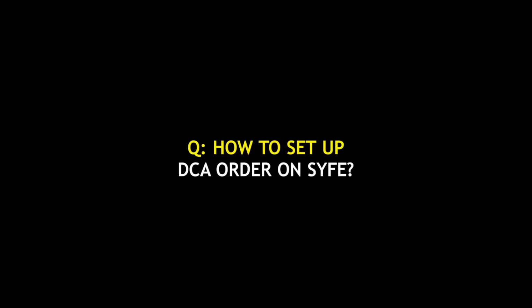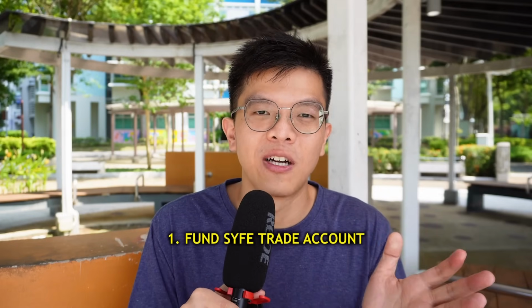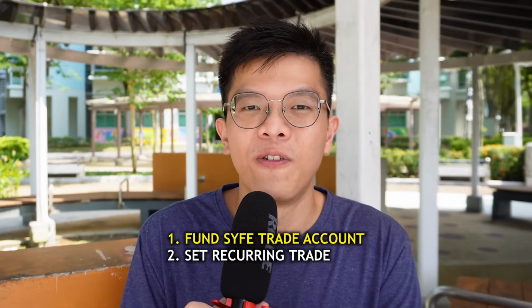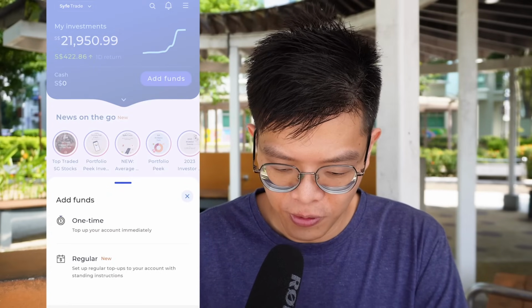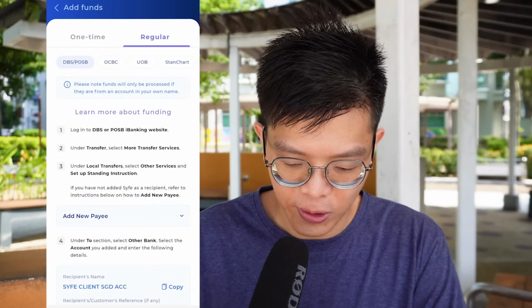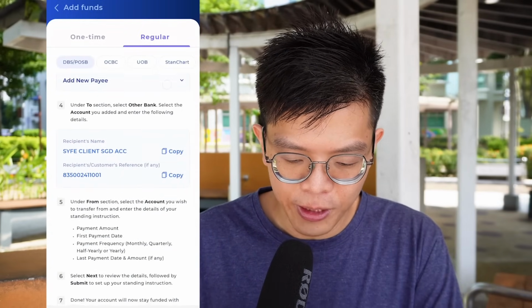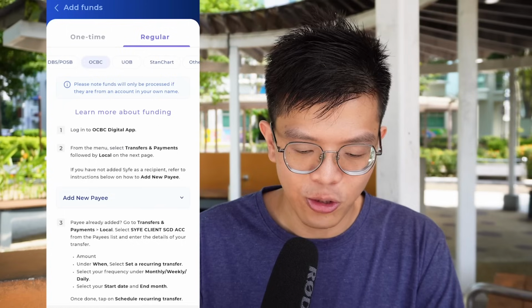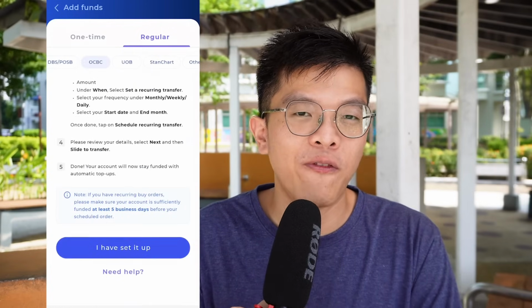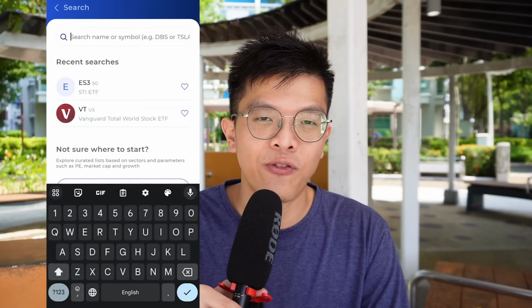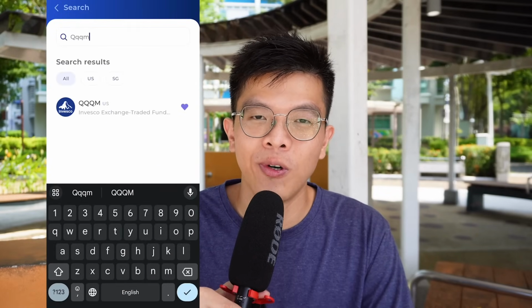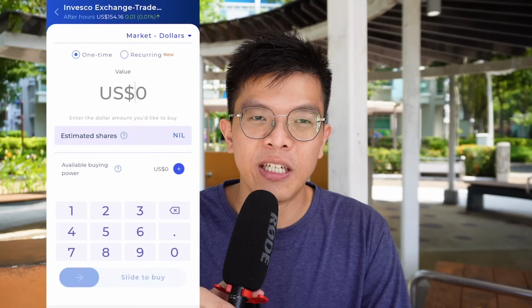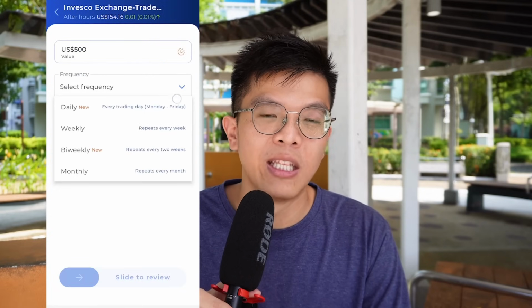But to set up your recurring DCA for Syfe, there is a two-step process, which is funding your Syfe account and setting up the recurring order for Syfe Trade. So to fund your Syfe Trade account, you can go to App Funds, Regular, go to your internet banking and follow the instructions to do automatic bank transfer, depending on which bank platform you are in. Then next, you can set up your recurring trade order by keying in your favorite ticker, which I put in QQQM. Then you can check the recurring order, and depending on what amount and what fixed interval you want to set, they will execute it.